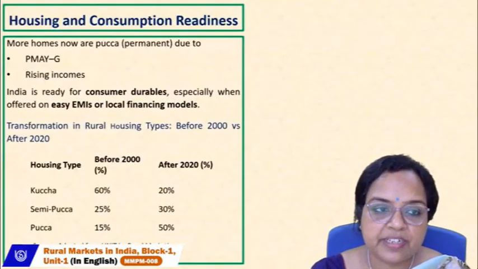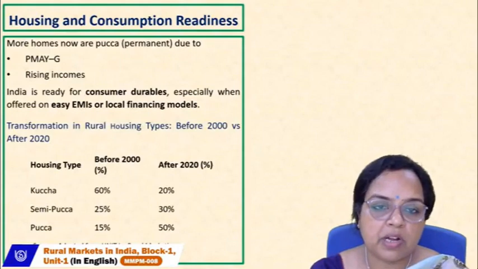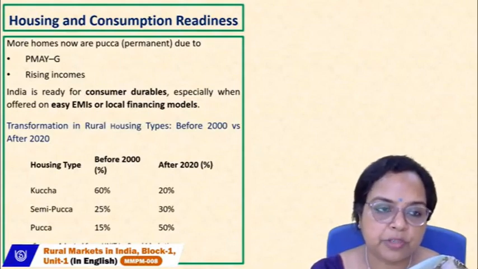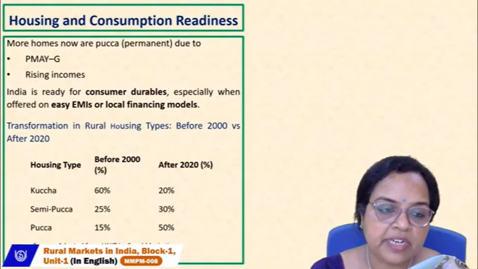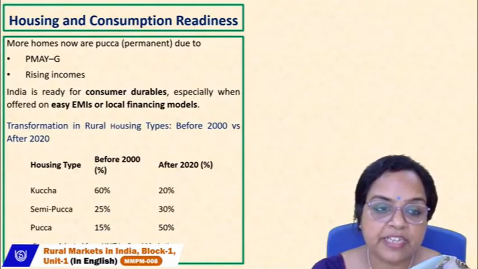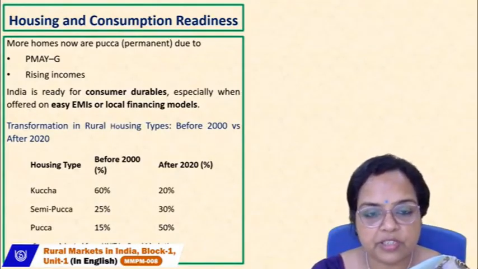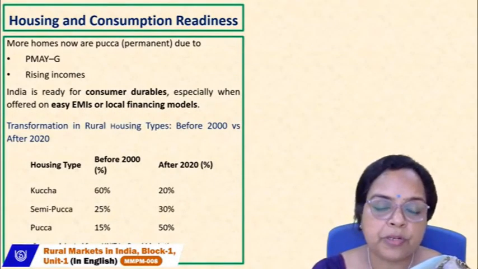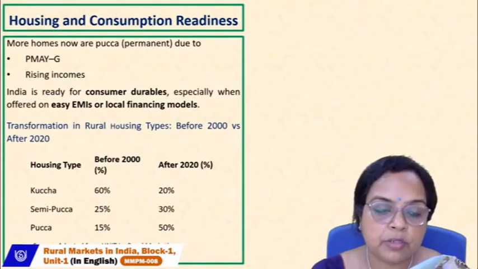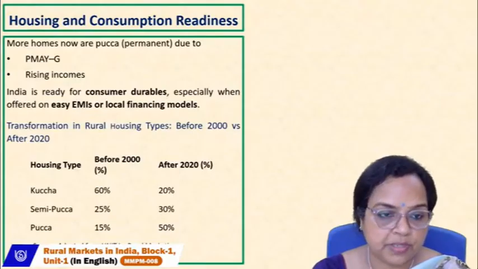Housing and consumption readiness. More homes are now Pakka homes or permanent homes due to many different programs and rising incomes. India is ready for consumer durables, especially when offered on easy EMIs or local financing models. That means if an EMI option is available to the rural belt, they will be open to purchasing consumer durables products for their uses.